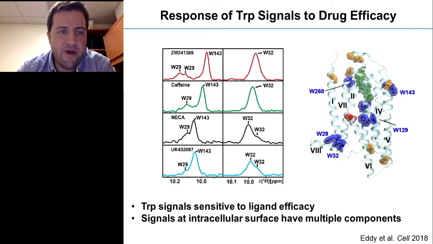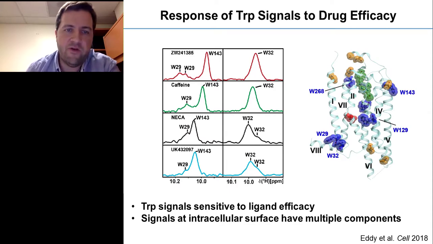On this slide, we have projections through the boxes that I showed on the previous slide, and we have the signals assigned and annotated in each of these boxes. At the top, you can see data projections for the tryptophan signals for the complex with the antagonist CM241385. What is interesting to compare are the shape and intensities of signals between the tryptophans on the intracellular surface versus the extracellular surface.